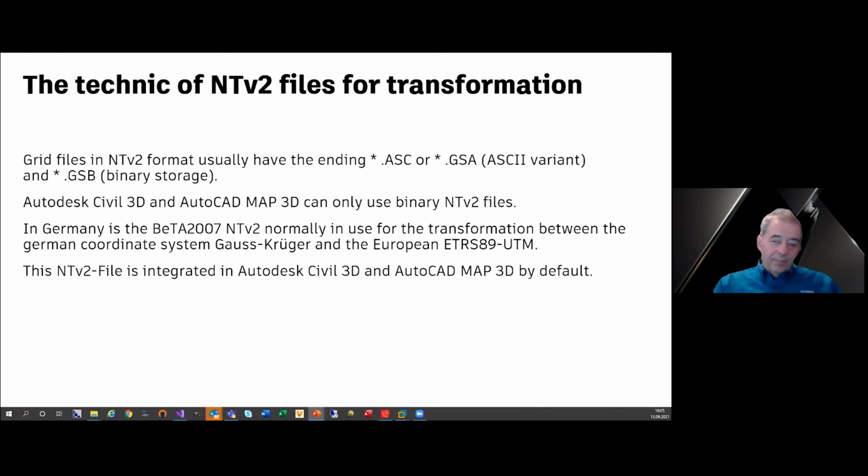In Germany, the beta 2007 NTV2 is normally in use for the transformation between the German coordinate system Gauss-Krüger and the European ETRS 89 UTM. This NTV2 file is integrated in Autodesk Civil 3D and Autodesk Map 3D by default.